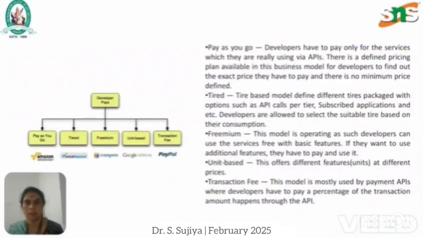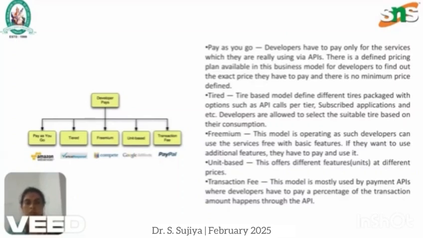Here, the developer pays, pay as you go, as the developer has to pay only for the services which they are really using via an API. There is a defined pricing plan available in this business model for developers to find out the exact price they have to pay, and there is no minimum price defined. Tiered is a tier-based model defining different tier packages with options such as API calls per tier, subscribed applications, etc. Developers are allowed to select the suitable tier based on their consumption.